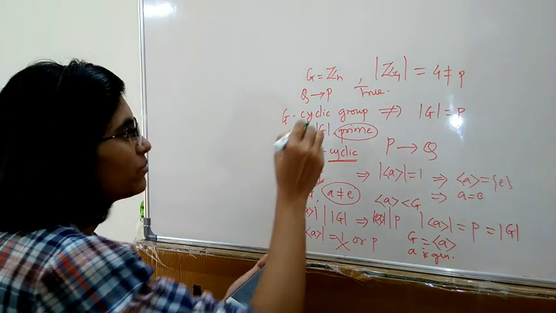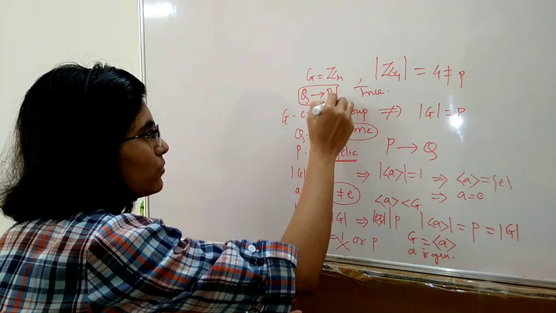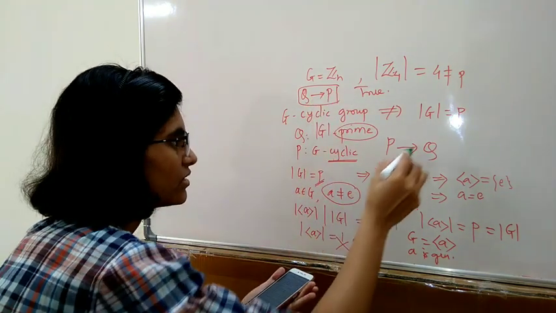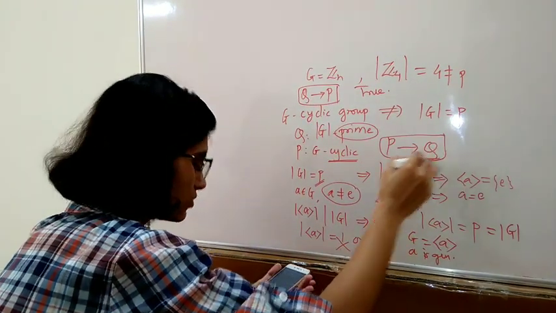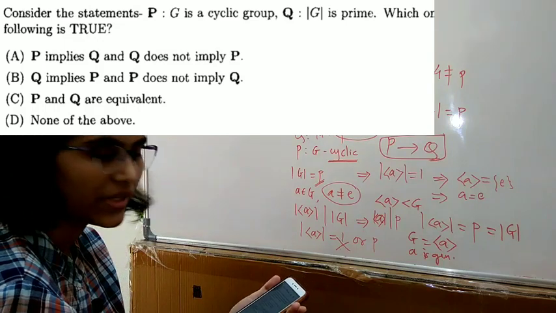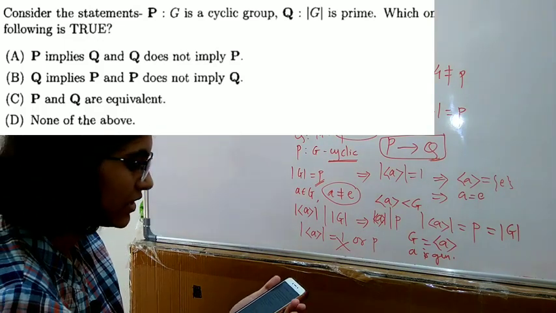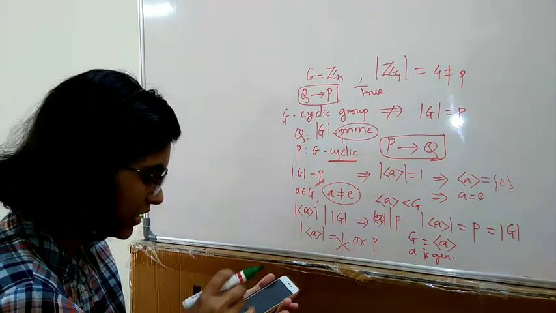So Q implies P is true and P does not imply Q. So option B is the correct option. Now let us solve the next question.